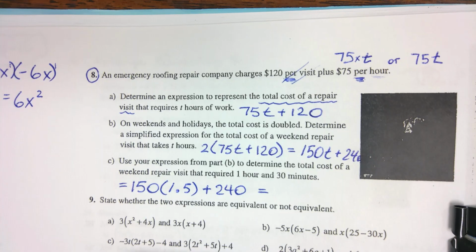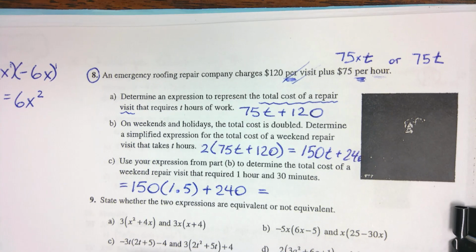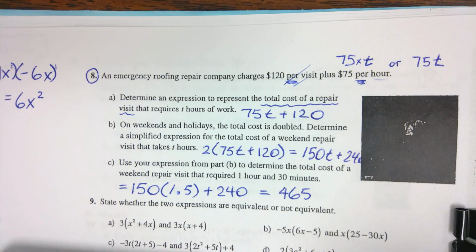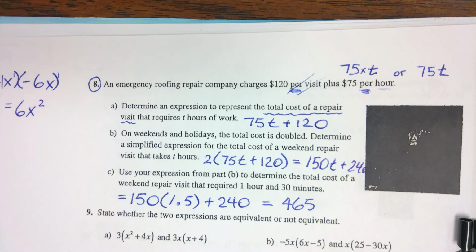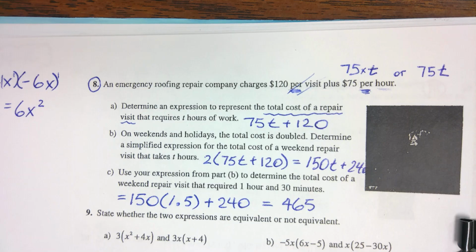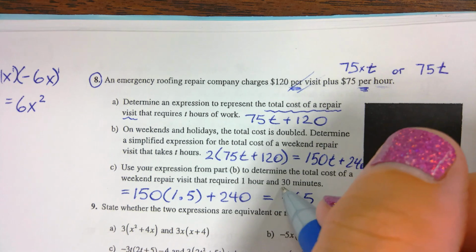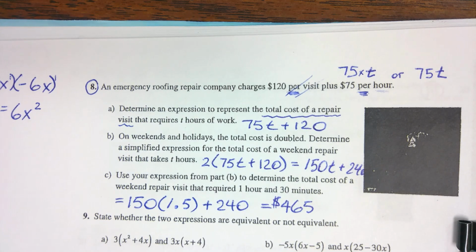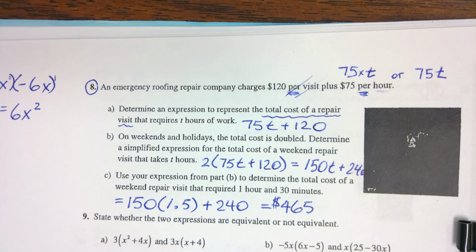150 times 1.5 plus 240, 465. Okay, full marks for this question, Vincent. Dollar sign, my units. Okay, no units, half a mark off.